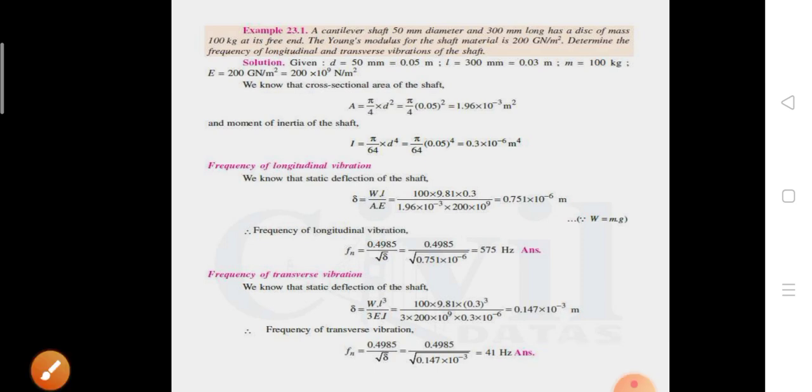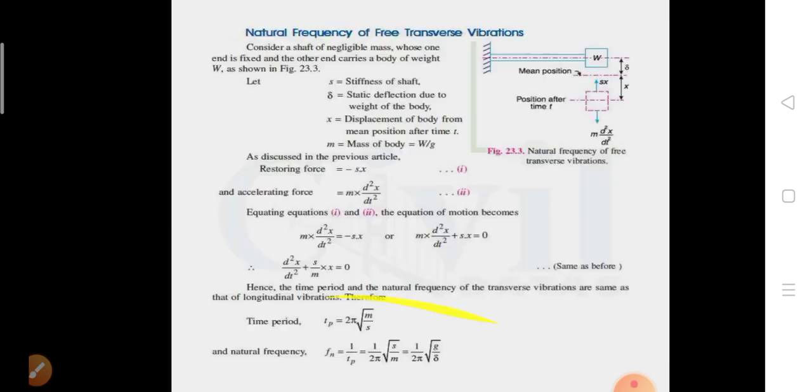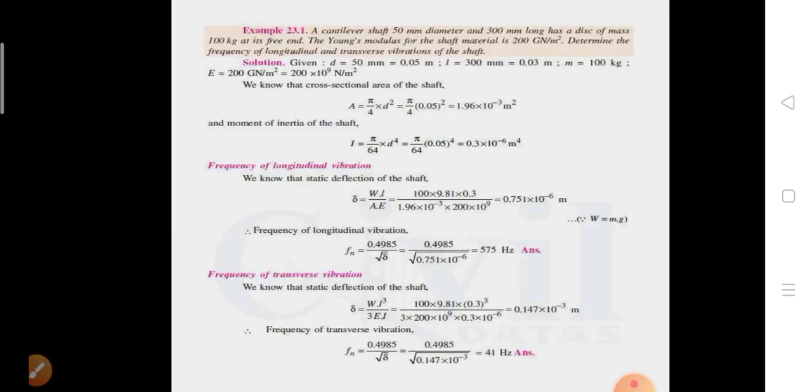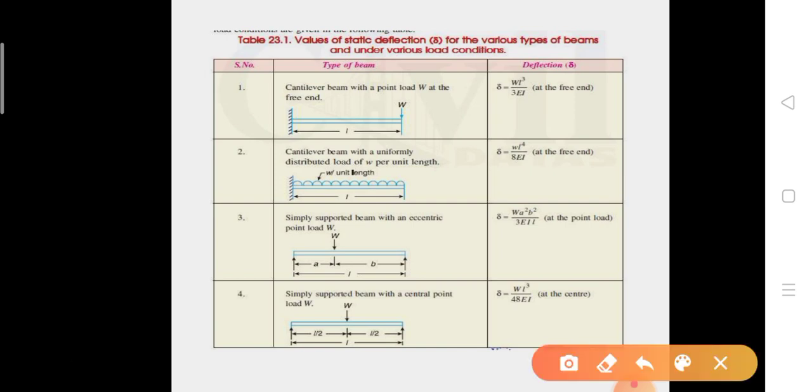Now we will find the frequency of transverse vibration. As we know from the problem that it is a cantilever shaft, one end must be fixed, and the disc of mass 100 kg is attached to the other, free end. I will show you this case. This is the case of a cantilever beam.